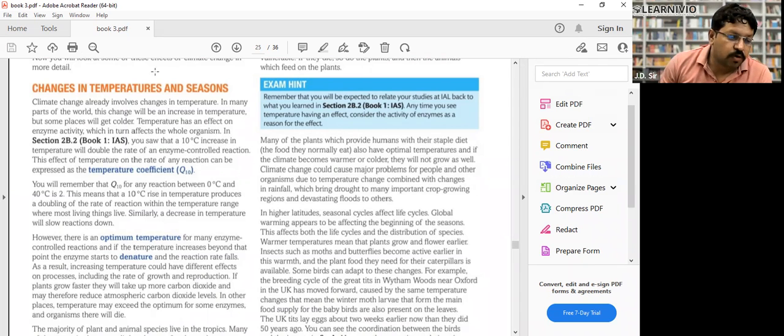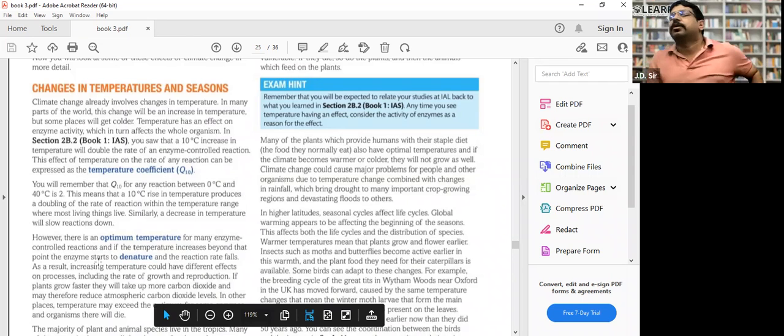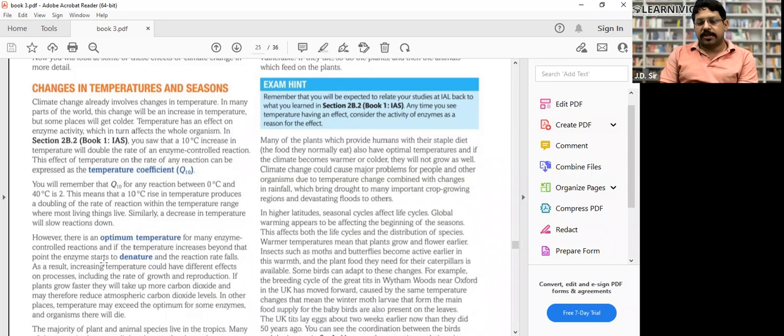Climate change already involves a change in the temperature. In many parts of the world, the change will be an increase in the temperature, but some places will get colder. The temperature affects enzymatic activity, which in turn affects the whole organism. That is true. Suppose today, like in our country, the average temperature is 25 degrees centigrade or 30 degrees centigrade, right?